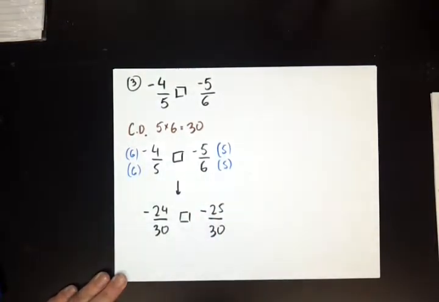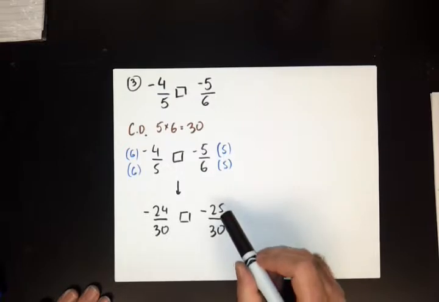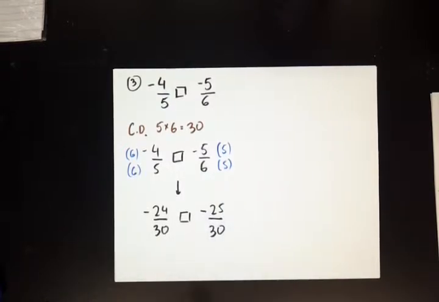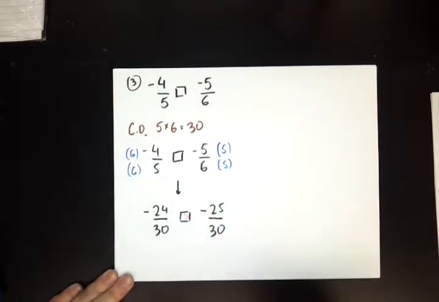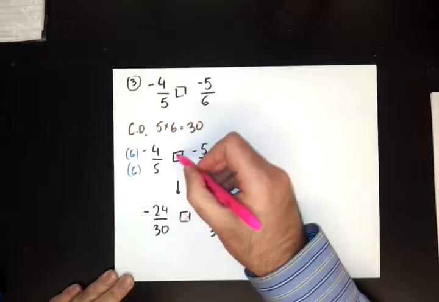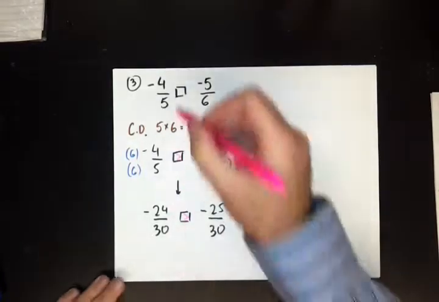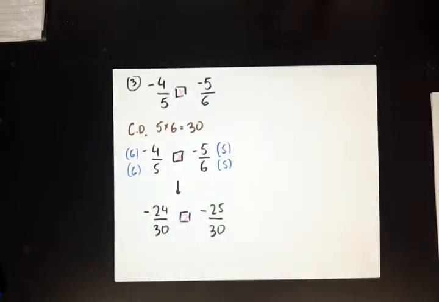Now remember, with negatives, the further left you go on the number line, the smaller you are, thus the larger the number, the smaller the negative value is. So in this case, the 24 is smaller. With negatives, it's kind of the opposite. The smaller the number, the bigger it is. So that's number 3. I'm going to go ahead and work out 4 now.